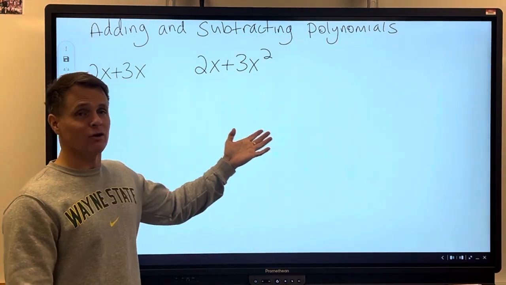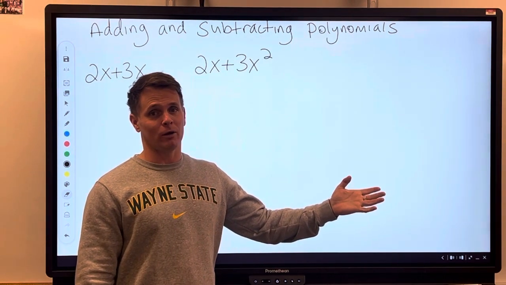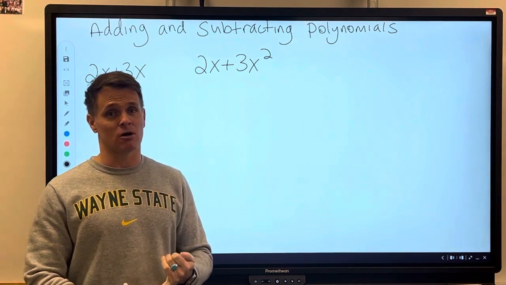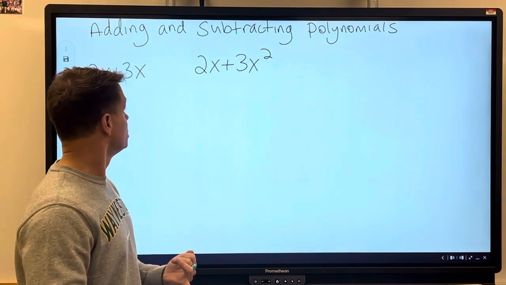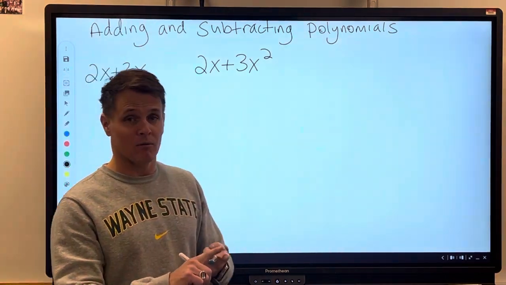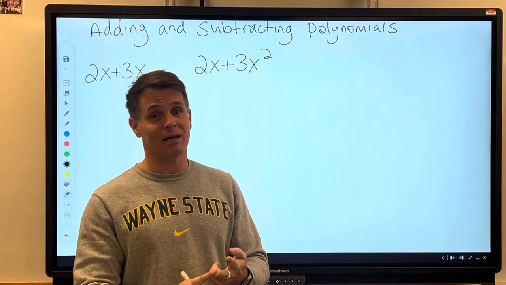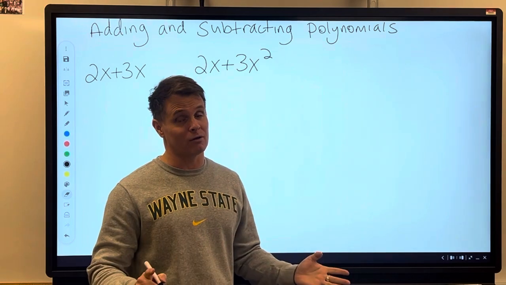Now, before we do that, I want to review how we add and subtract polynomials. First of all, we need to understand the idea of like terms. For terms to be alike, or like terms, we have to have the same variable and exponent. Terms have to be alike to add or subtract. They don't have to be alike to multiply or divide.